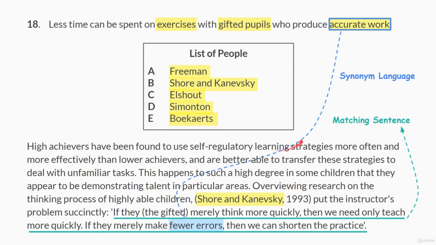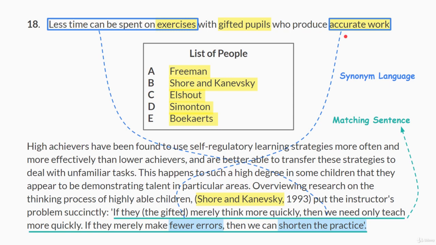So right here we have synonym language. It says fewer errors. Fewer errors is synonym language for accurate work. And we have another synonym language here. It says shorten the practice, and that is synonym language for less time can be spent on exercises. So shorten the practice, you can spend less time on exercises. So those are the examples of synonym language used in this matching sentence.